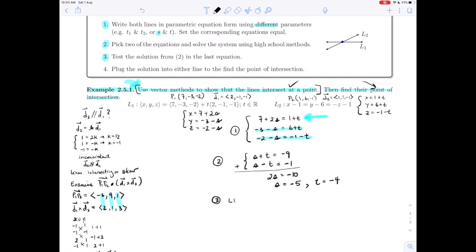So our left-hand side of that first equation is 7 plus 2s, which is going to be 7 plus 2 times minus 5, so that's plus minus 10, which is minus 3. The right-hand side of that equation is 1 plus t. T is minus 4, so 1 plus minus 4, which is, again, minus 3. So those two are equal, and so we have indeed shown that our solution matches all three equations, and we can pass on to the fourth step.